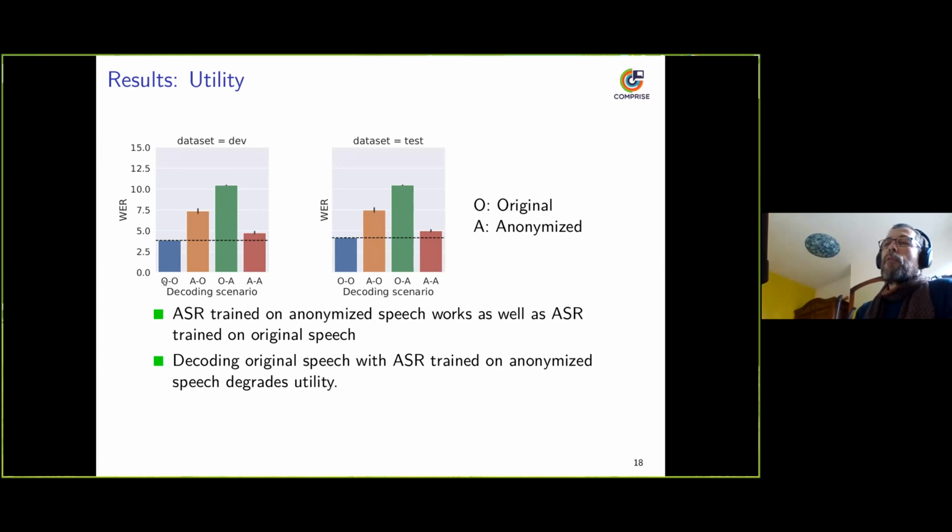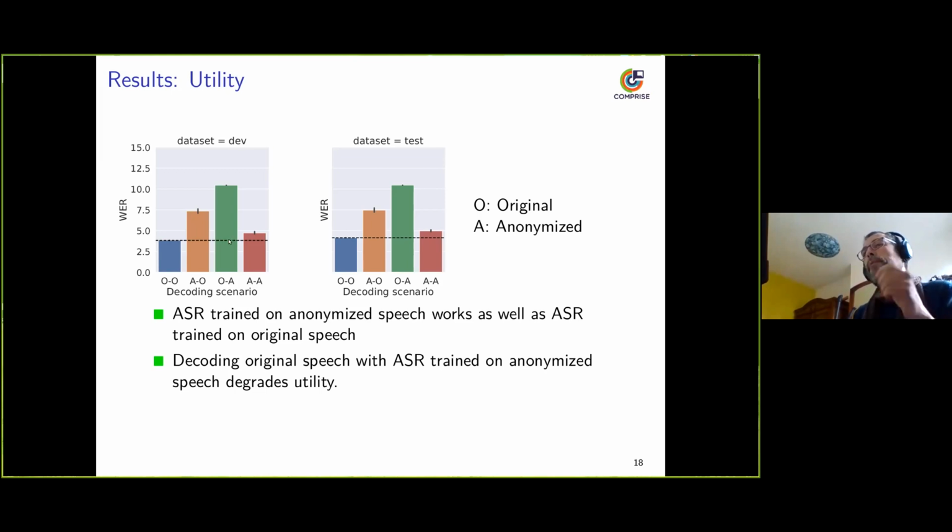So we have the four scenarios. If the input is the original input and the ASR model has been learned with original input, then we have a word error rate that is close to 3.4, something like that. And with anonymized input with the original ASR model trained on original data, we increase a bit the word error rate to 7.5.